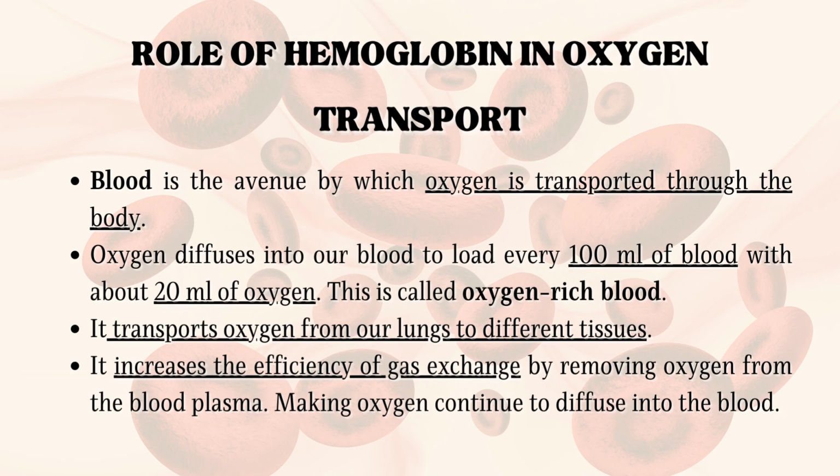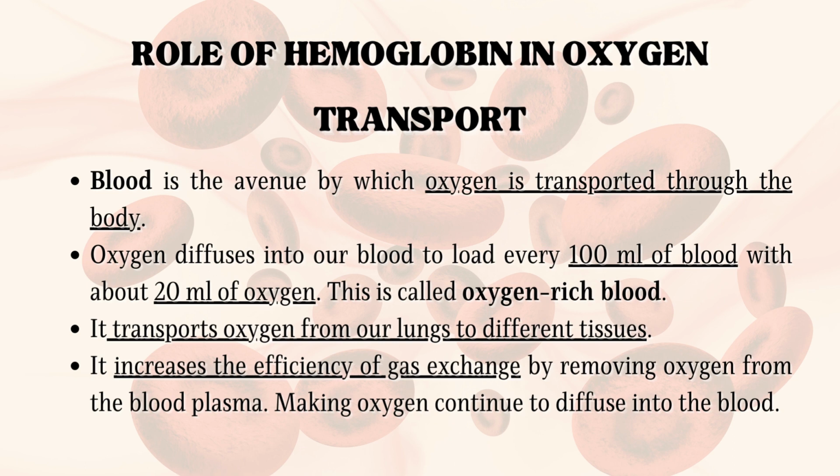Next is, what is the role of hemoglobin in oxygen transport? Blood is the avenue by which oxygen is transported through the body. Oxygen diffuses into our blood to load every 100 ml of blood with about 20 milliliters of oxygen. This is called oxygen-rich blood. It also transports oxygen from our lungs to different tissues.